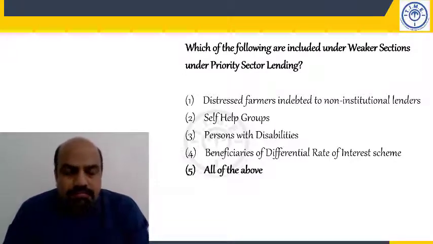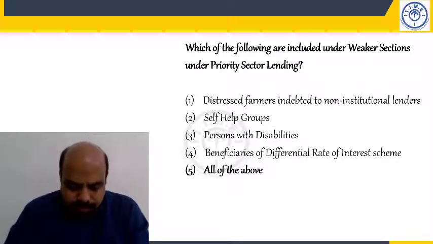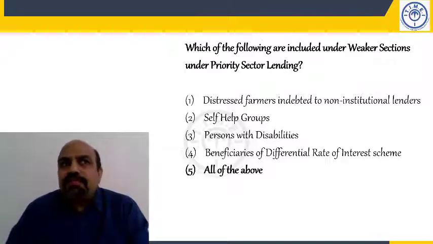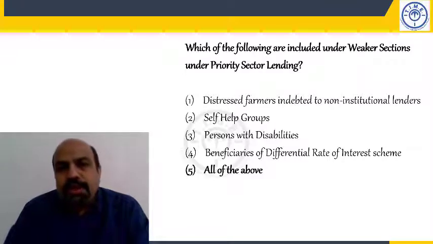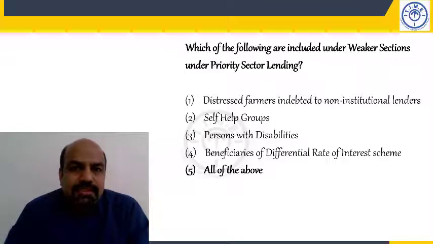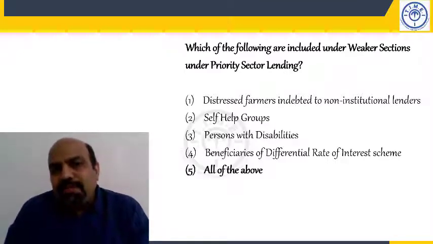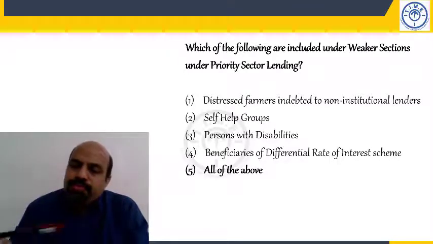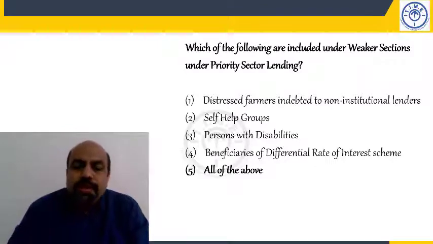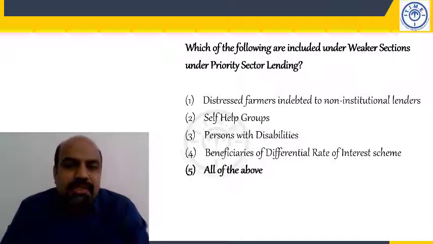Next, renewable energy, like solar panels, wind turbines and all that. Last one, eighth: others, in brackets, like self-help groups. So this is what priority sector lending is.